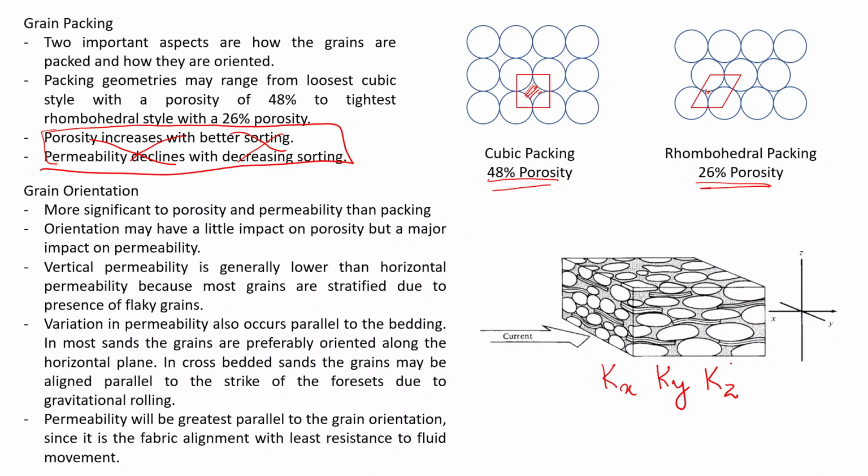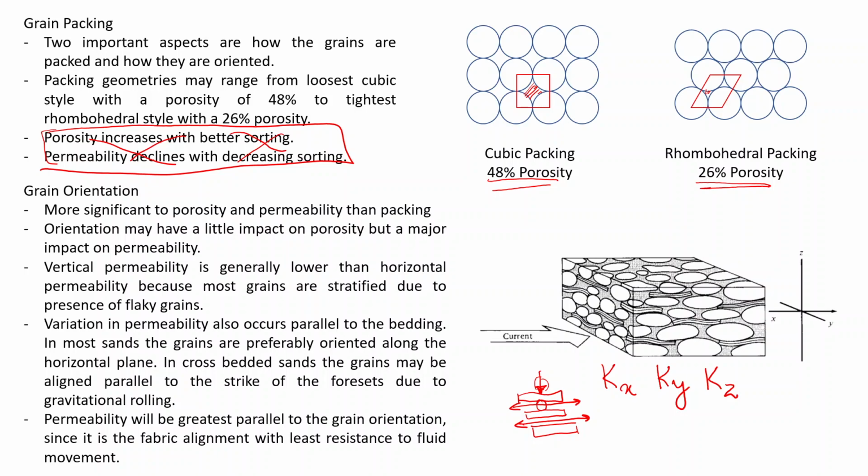Here vertical permeability is generally lower than the horizontal permeability, because what is happening over here, you can see, say if the grains are all flaky like this, and they are stratified, then of course these pores over here will not be connected with the pores over here. So vertical permeability is lower, but these pores in the horizontal fashion are very well interconnected.